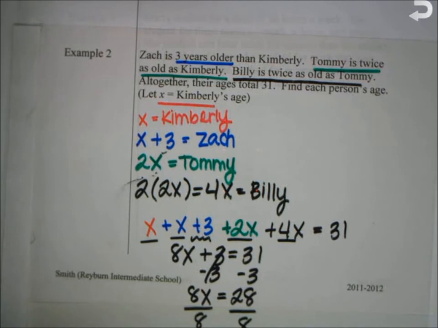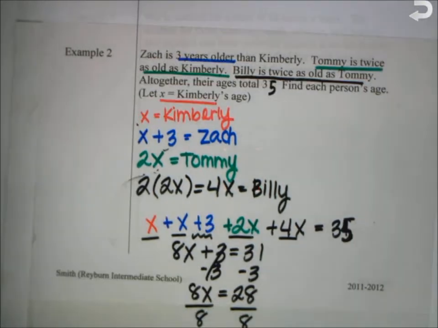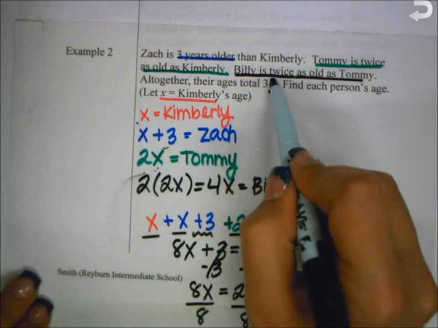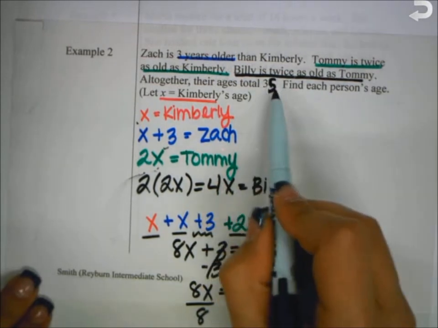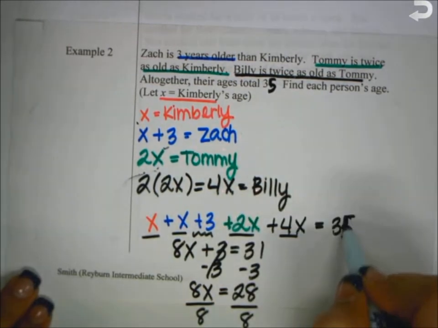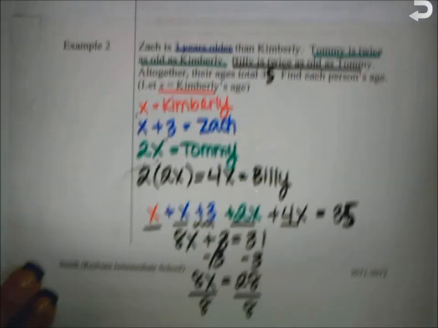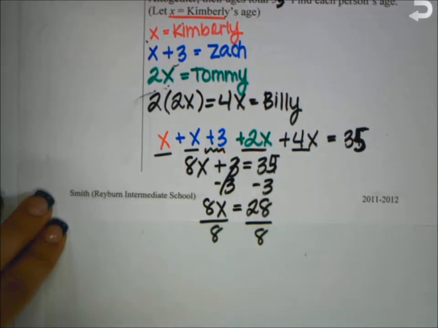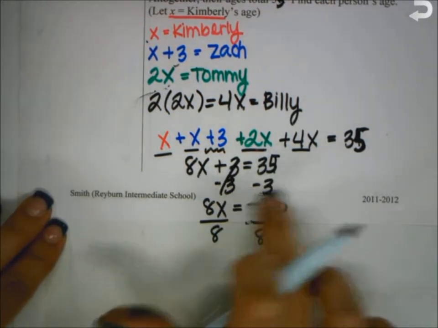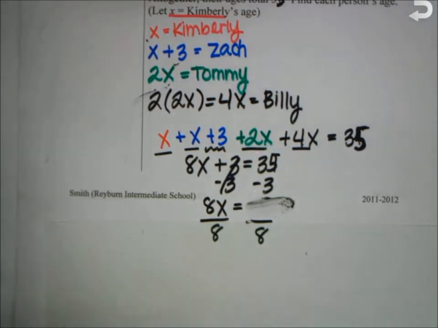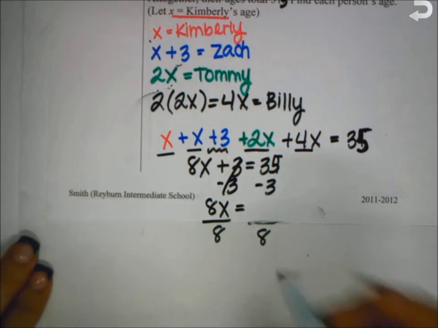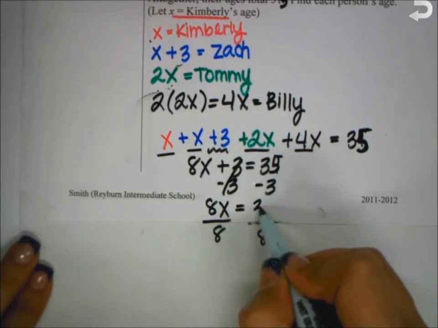Okay, guys, when I wrote the problem, I made an error. Their total ages should be 35. So set it all equal to 35. When we subtract 3 from both sides, we would get 32, right? So 35 minus 3 is 32. Divide both sides by 8, so we would get x equals 4.